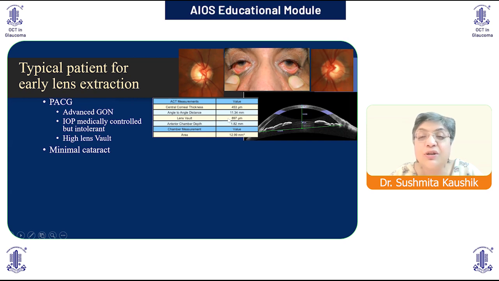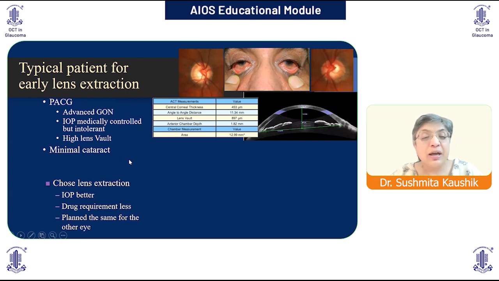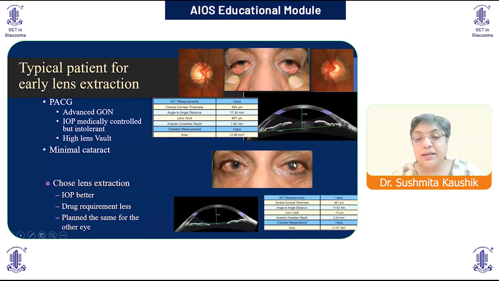So you can see the lens vault here is 897 microns. So that's pretty high. So even though he has a minimal cataract, we chose lens extraction. The IOP was better. Look at the drug requirement. Since the drug requirement has gone down, his ocular surface has become better. He's a happier patient. And now we've planned the same for the other eye.